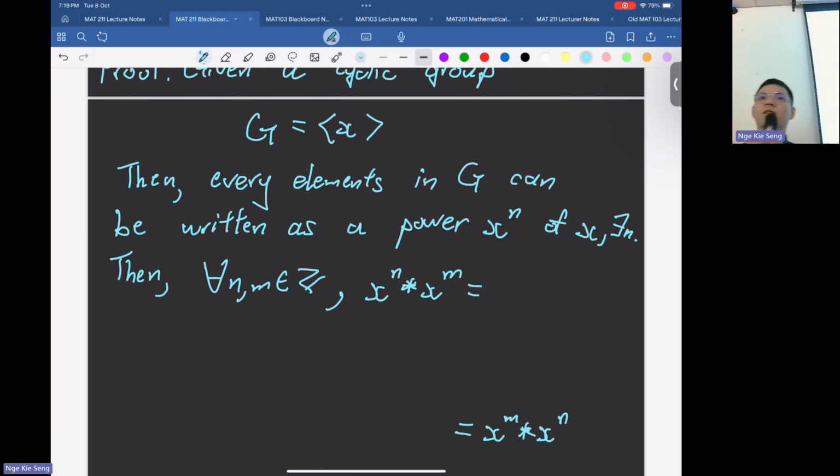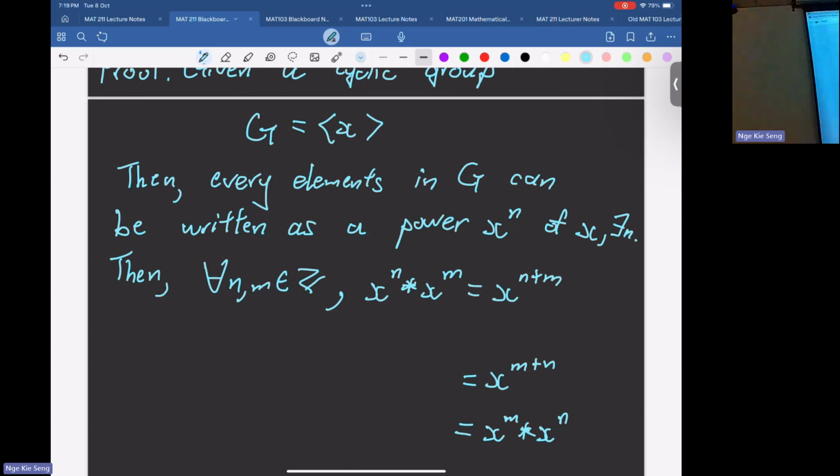Do you remember what's the notation of x to the power n or not? You compose n times, right? So here altogether you compose how many times? m plus n times. The bottom, x to the m plus n. But n plus m and m plus n should be the same. So we somehow reduce the question of commutativity in this group to what? Commutativity in Z.